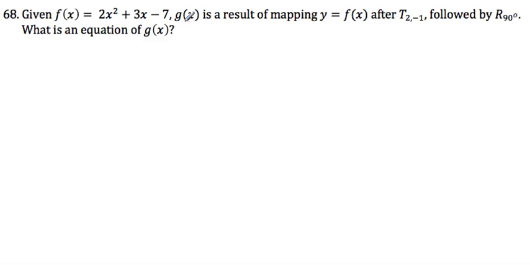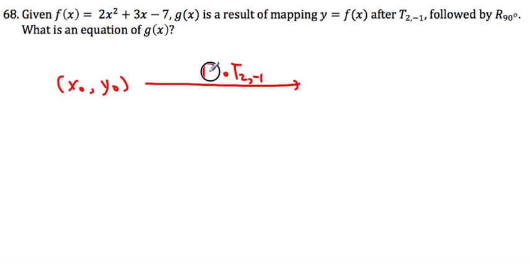Given this function, g of x is a result of mapping this original given function after these two transformations. So in this case, basically what we're looking at is we need to figure out the general rule for this one. Translation and then followed by rotation. So here, let's try to look into this one for a second. So let us say, if I were to call this one as old x and then old y, or x naught y naught, basically what we're looking at is translation by 2 comma negative 1 followed by rotation of 90 degrees.